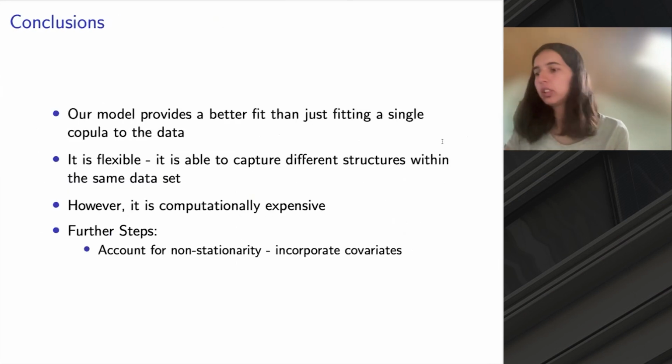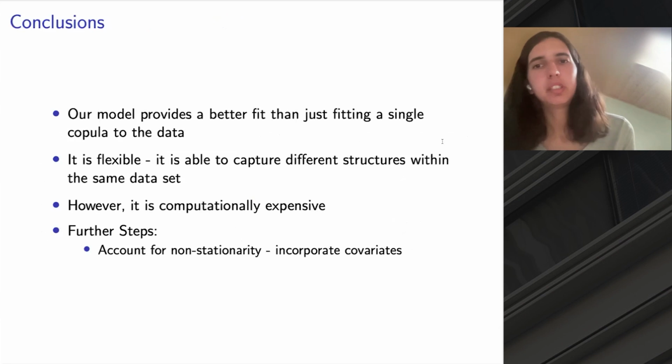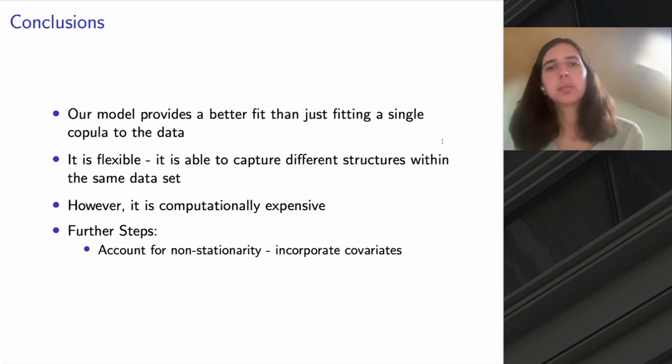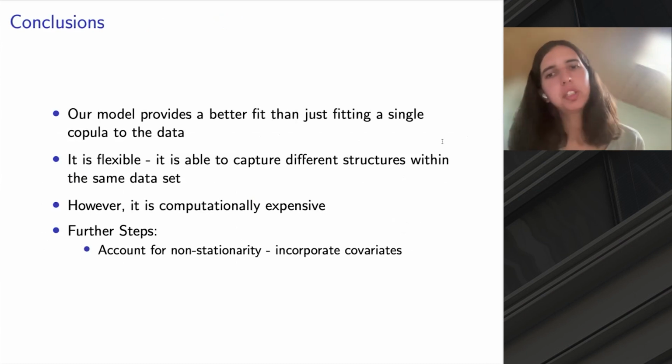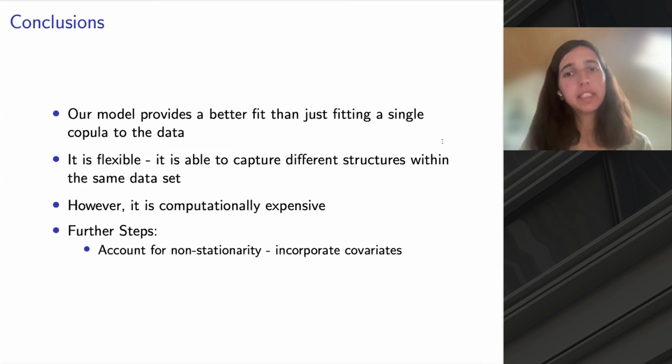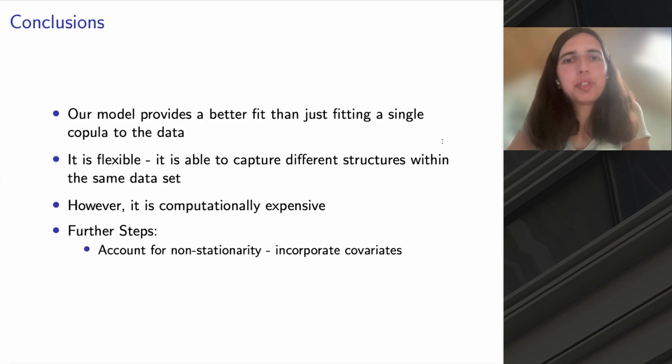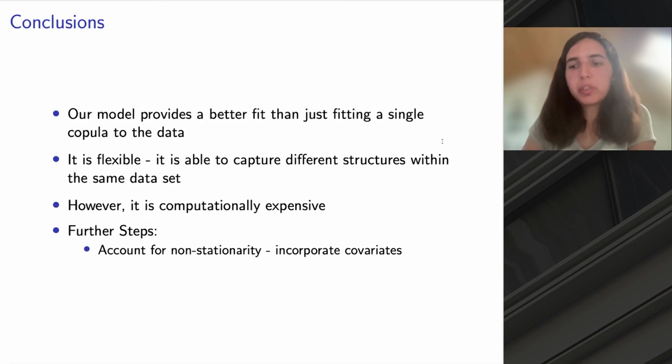So as a conclusion, the model provides a better fit than just fitting a single copula to the data, and it's flexible. We showed that it's able to capture different structures within the same data set. But it is computationally expensive. We are in the bivariate setting, and for a sample size of 1,000, it took more than an hour to compute each one of the likelihoods. So it's quite expensive, and we are assuming stationarity, which is not true for most real data. So we should account for non-stationarity and include covariates in the model.